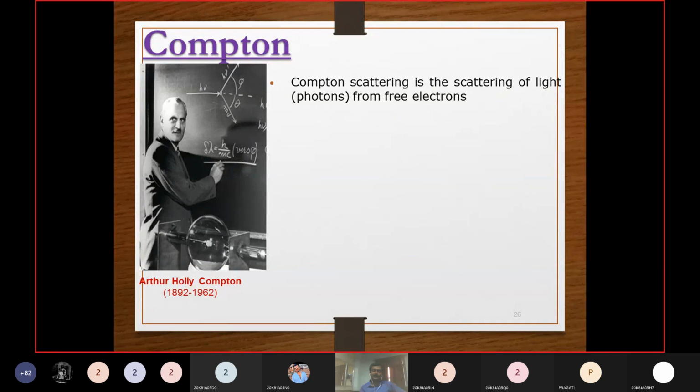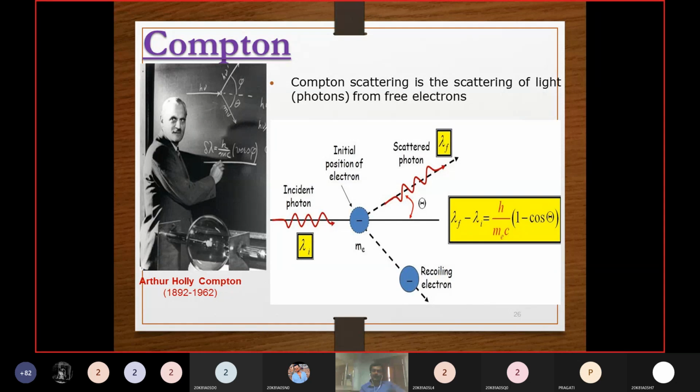Now, this is the Compton scattering effect. When light is incident on any material, a collision between the electron and light happens. If the collision occurs between the electron and photon, light acts like a particle, so we consider light as a photon. The collision between the electron and photon is an elastic collision.